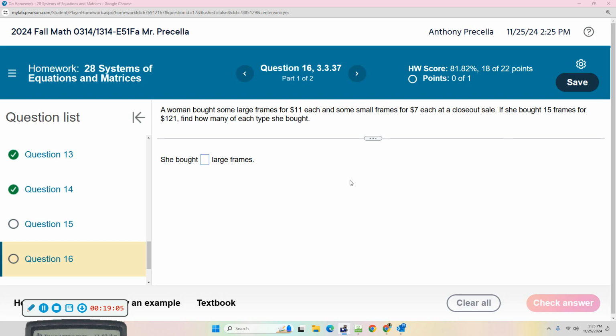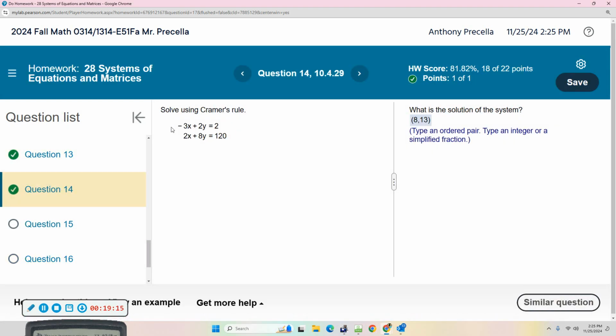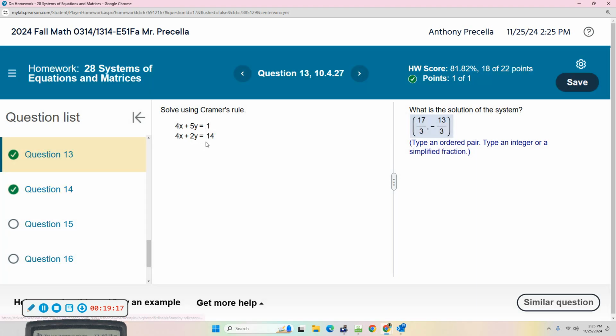Okay, all of these word problems have a pattern. Your goal is to come up with the 2 equations. You've got to come up with 2 equations that look like this, and then it's up to you: elimination, substitution, Cramer's rule. Cramer's rule works really well if you think there might be fractions in the answer and you want to avoid them.